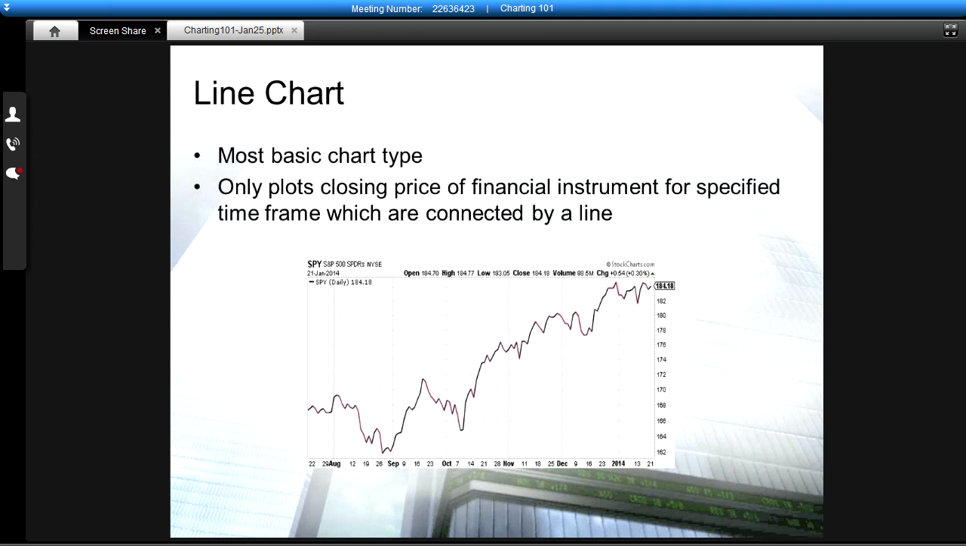So looking at a line chart, it's one of the most basic charts. They only plot the closing price of a stock for a specific time frame. So if you're charting a daily chart, then the line will represent the stock's price at the end of the day. If you're plotting a price in 5-minute intervals, then the line would be the stock's closing price after 5 minutes. And then these plots are all connected by an individual line. An example there is, again, the SPY ETF, and you can see that that's the closing price over the last 5 months on a daily chart.